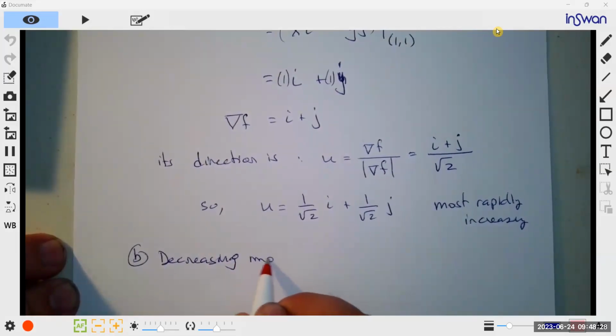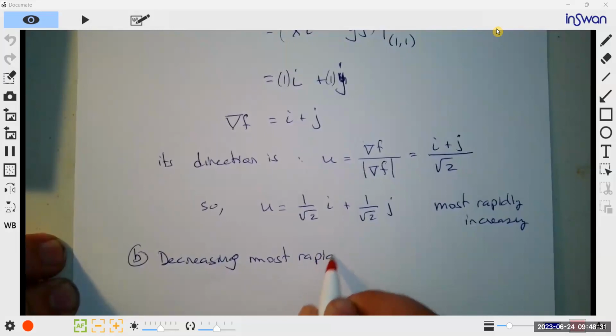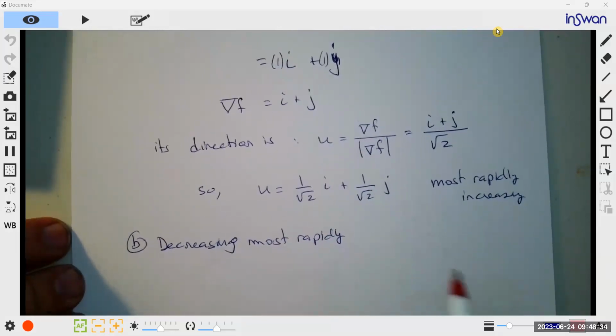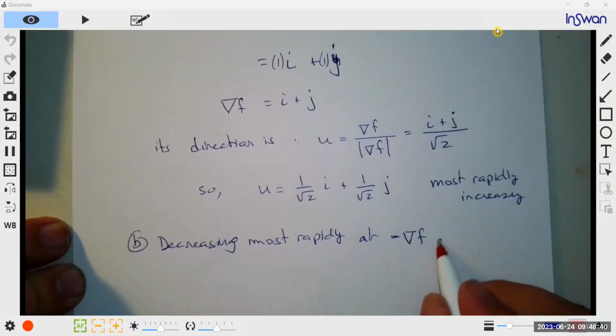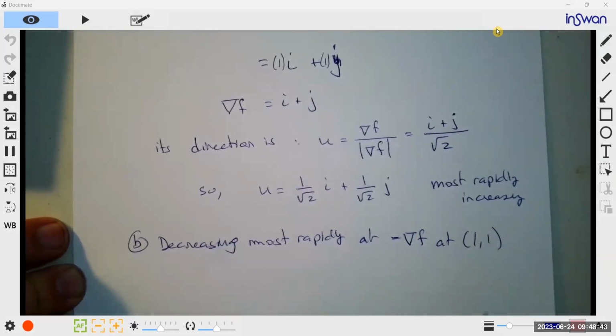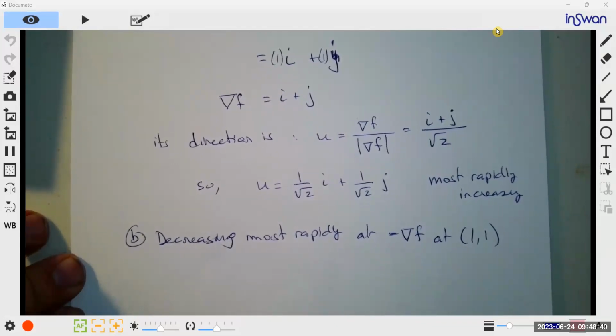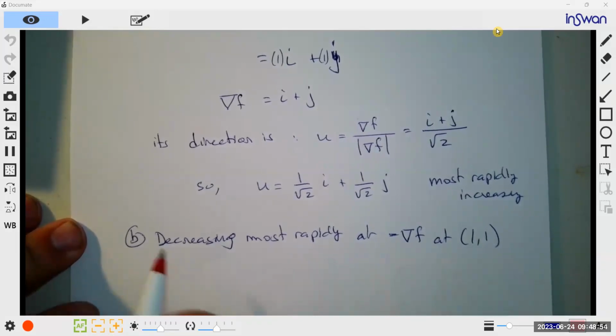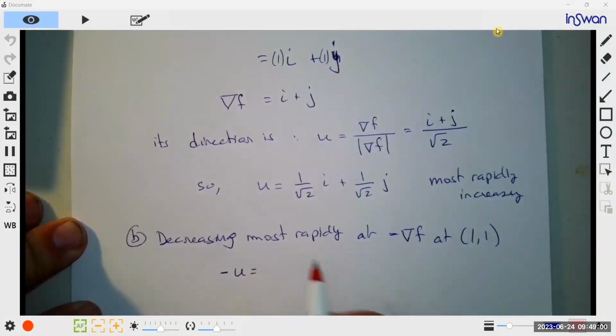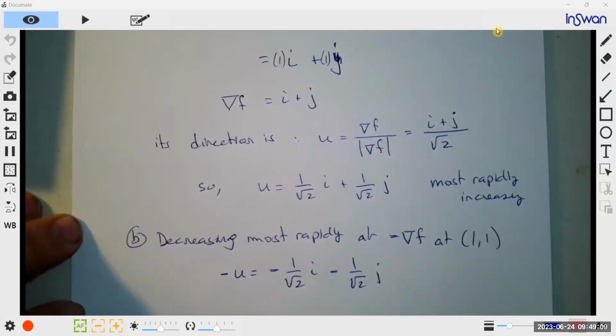Decreasing most rapidly is at negative del f at 1, 1. So all that's really telling us is, here it's u, so now we have to go negative u, which is negative 1 over radical 2 i minus 1 over radical 2 j. It's just the inverse.